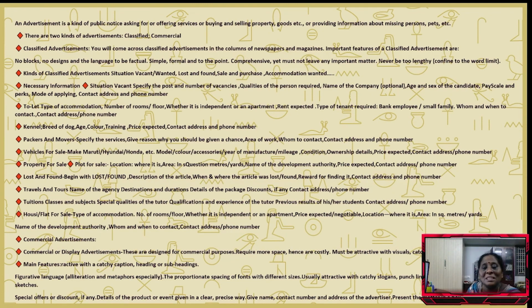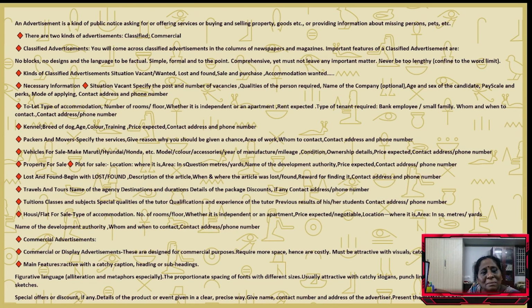So now I would just say an advertisement is a kind of public notice asking for or offering services or buying or selling property, goods, etc. Okay, and we have to be very particular in stating clearly what it is for. Is it for sales or to let? We have to give it in a very clear manner. So now with this, we just finish it.